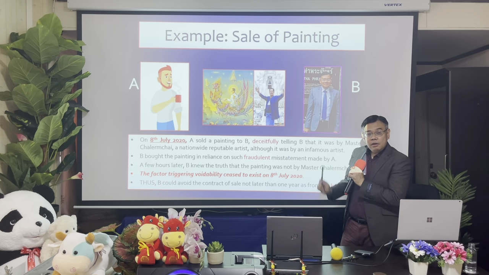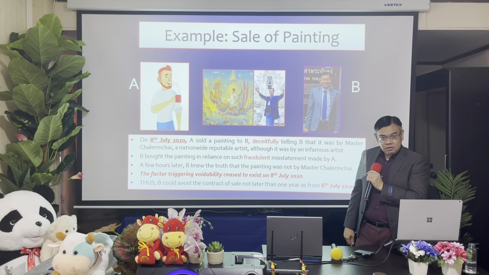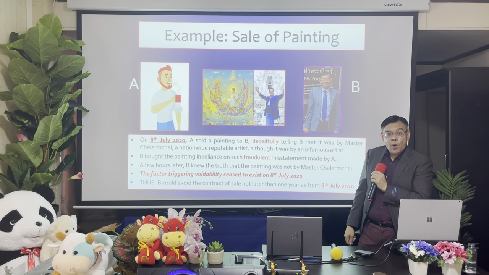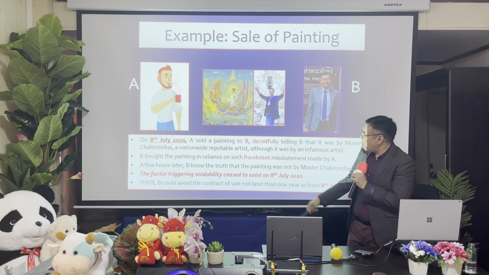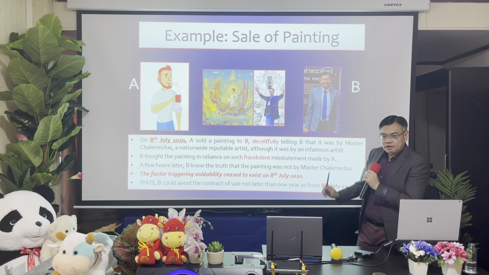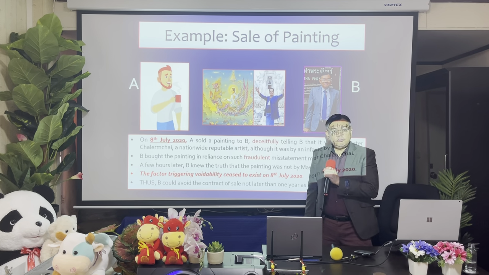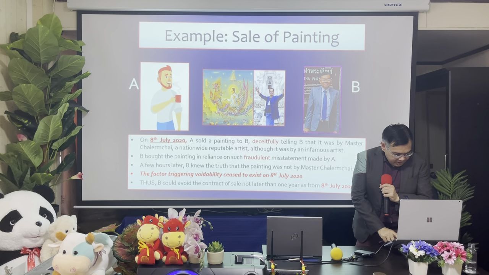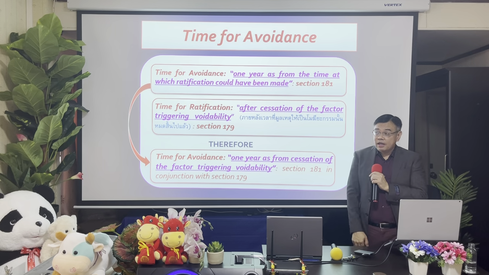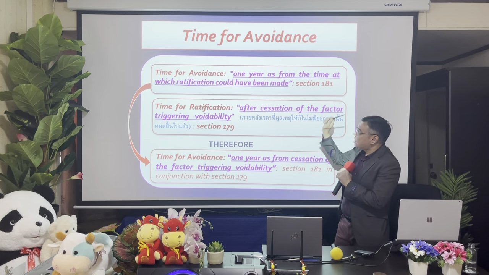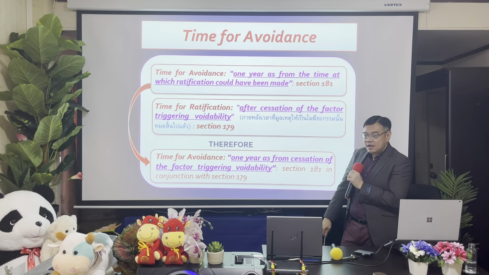Because B here, the buyer, does not want to buy this painting. The contract has been made between A and B, and now B is aware of the truth that the painting was not by Master Chilam Choi. So B now wants to escape the contractual obligation. B does not want to take this painting anymore, so B wants to avoid this contract. The law says again that if B wants to avoid this contract, B will have to do so within 1 year as from the time at which ratification could have been made.